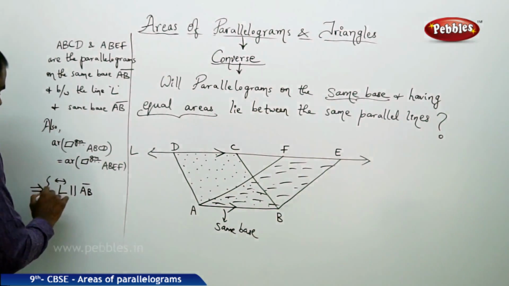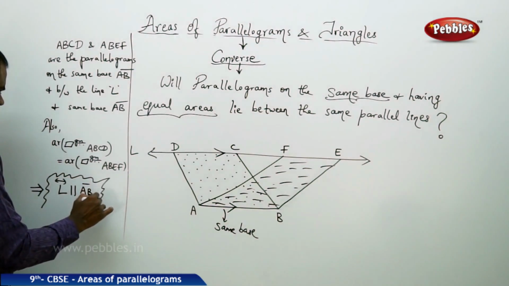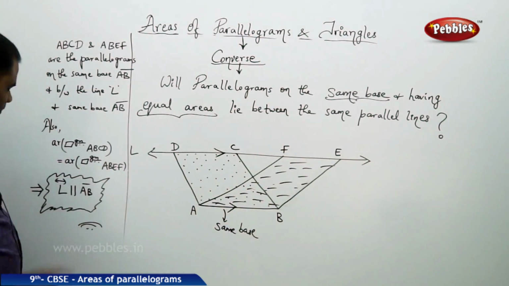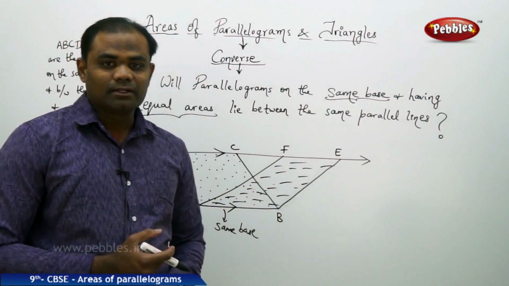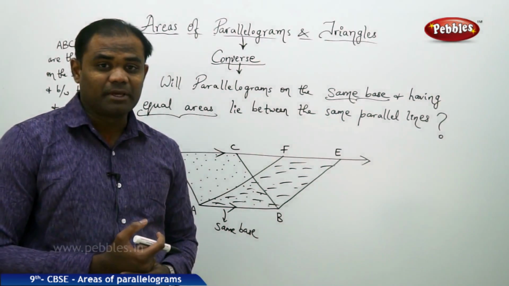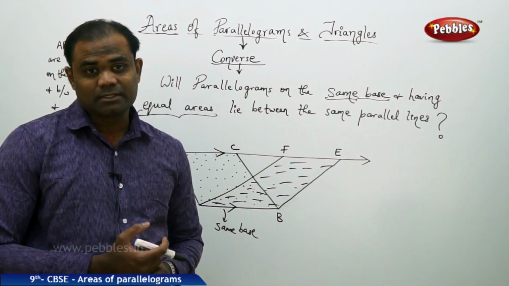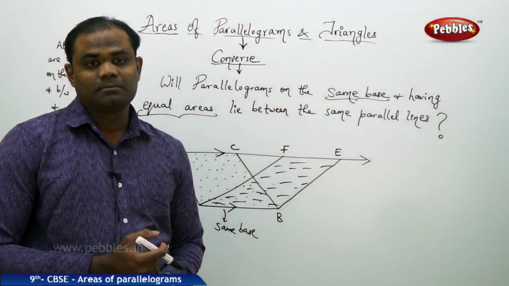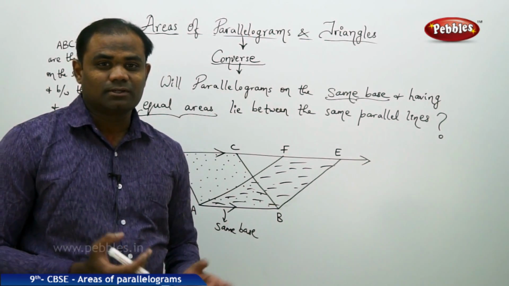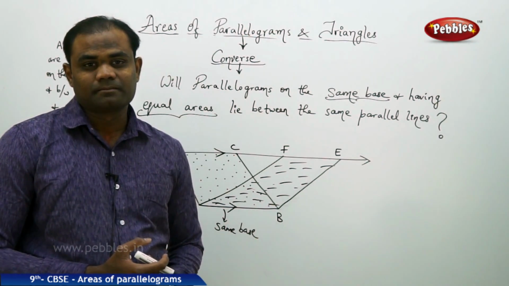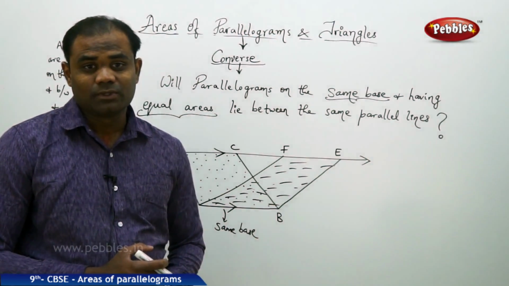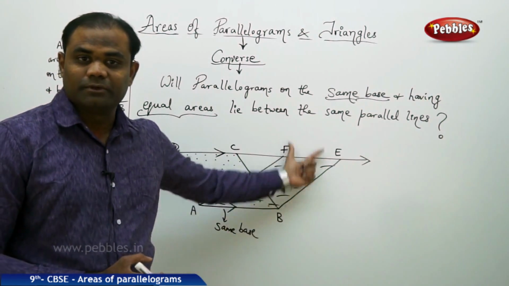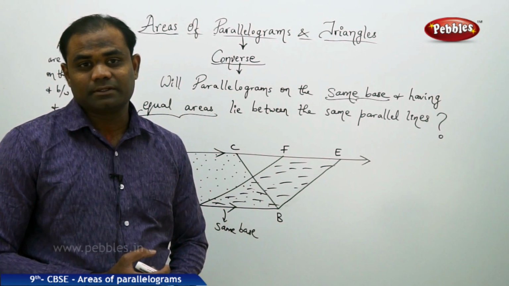So we have a property which says triangles and parallelograms on the same base and with equal areas must lie between the parallel lines. That's how we understand the converse of the previous theorem. The converse holds true in this concept. Two parallelograms between two parallel lines.